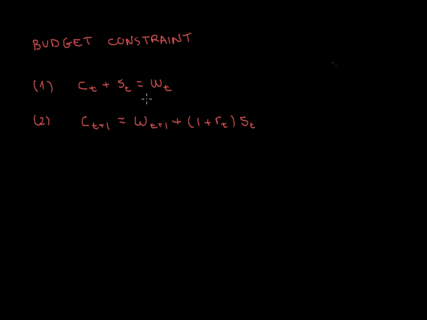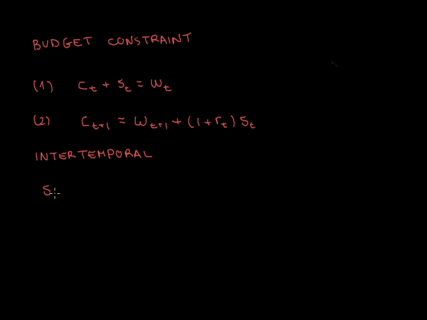Now, these are the budget constraints, but what we want to do is put these budget constraints into just one equation. That would be the intertemporal budget constraint. For this, first of all, we have to isolate the savings from the second period. That's the easiest way to do it.